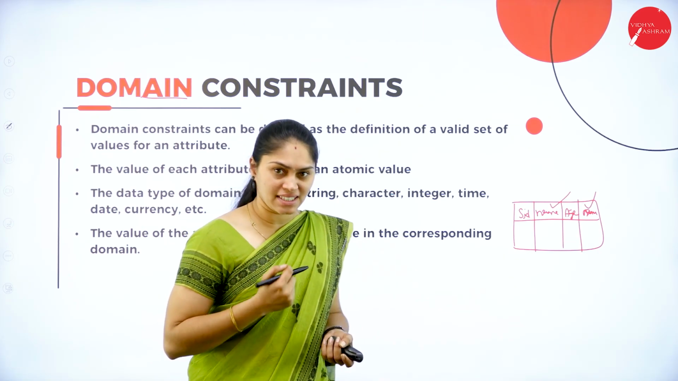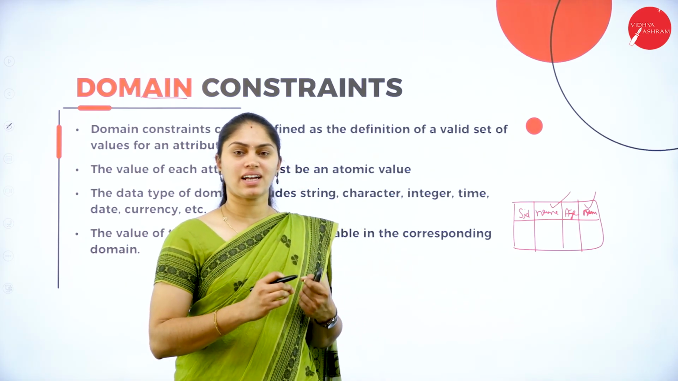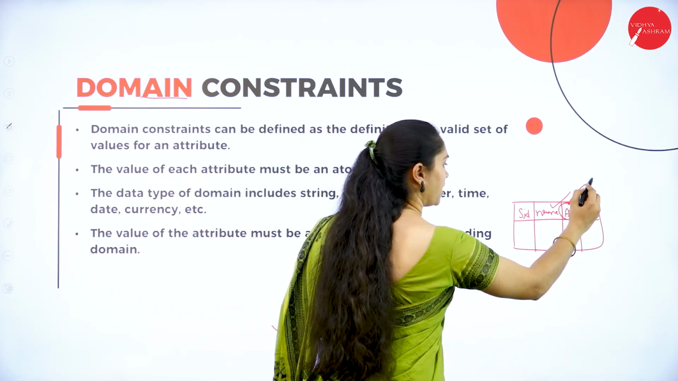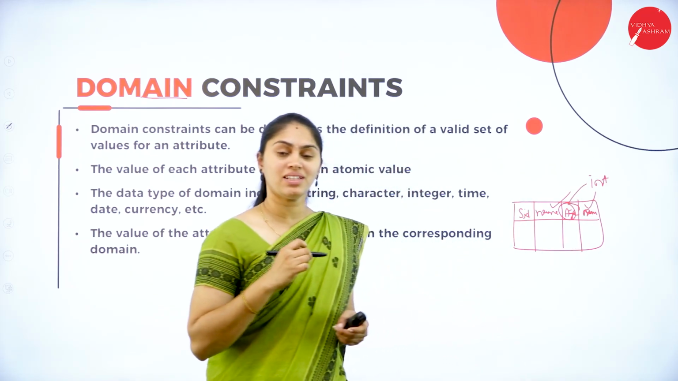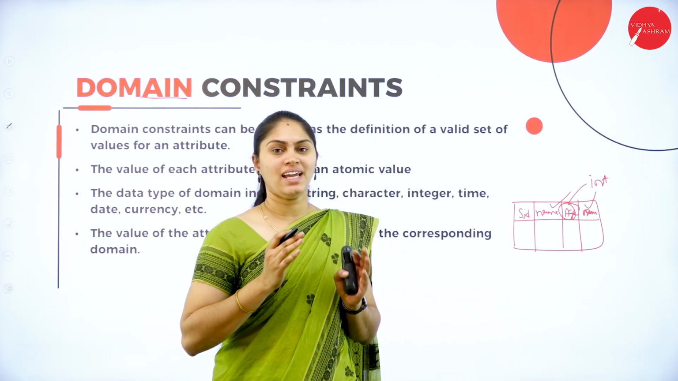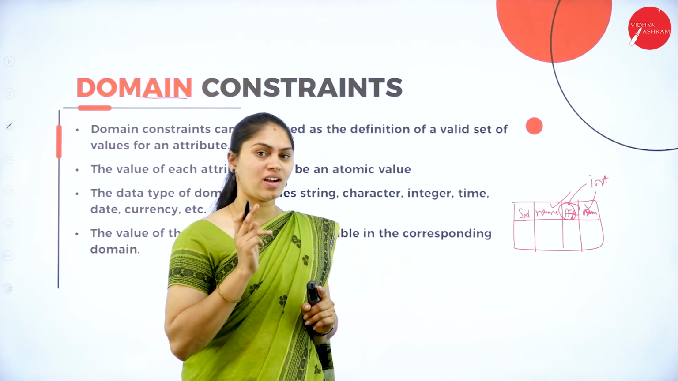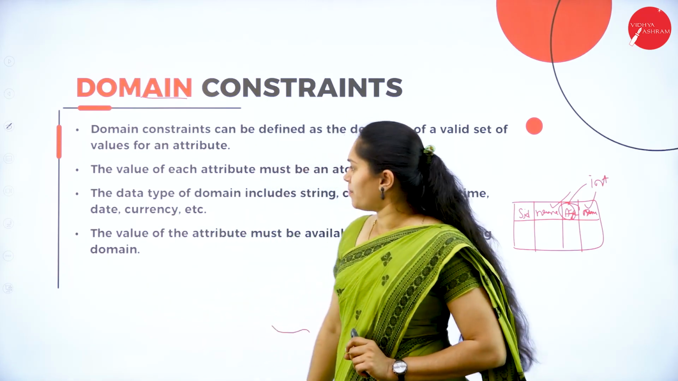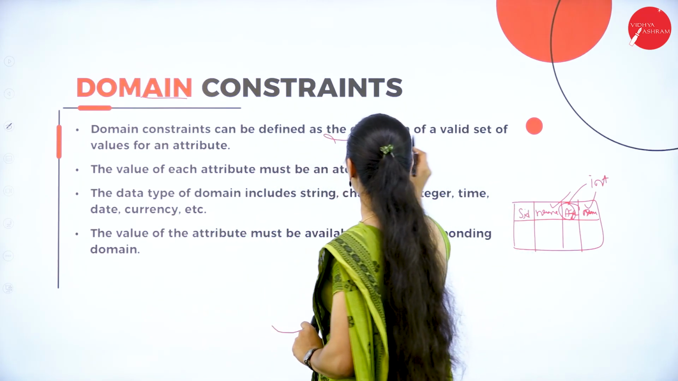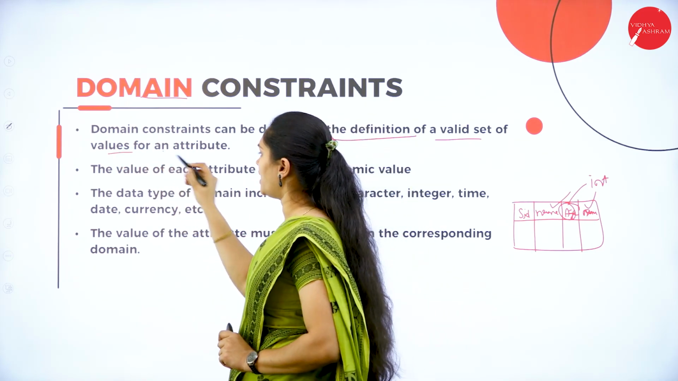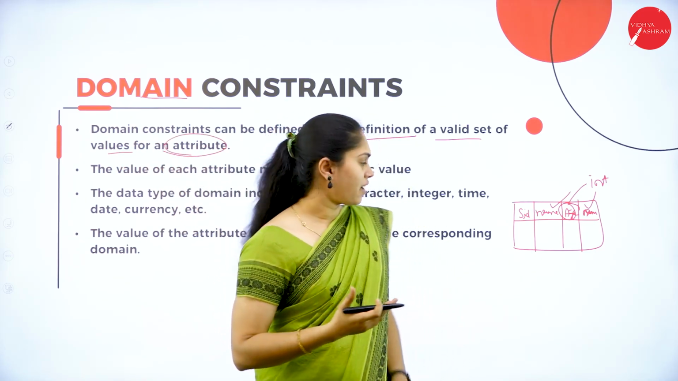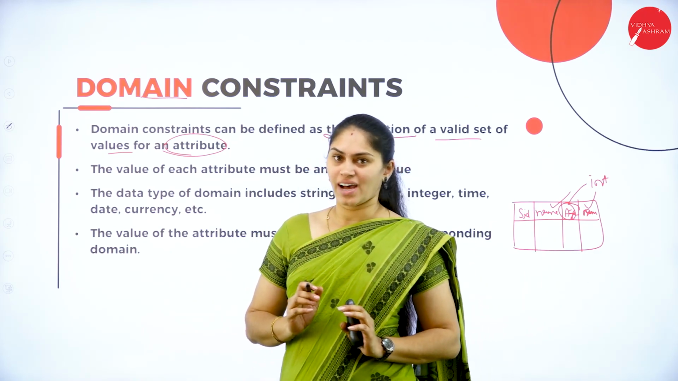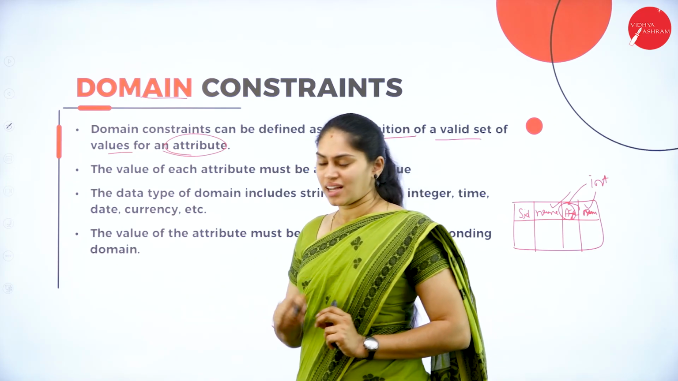And what is the next constraint we can have? We can give the constraint based on the data type. For example, for age, if the data type is integer, then whatever value we give should be only a number or integer. It should not accept any value other than an integer. Then we call that a domain constraint. It can be defined as the definition of a valid set of values for an attribute. Whatever value we give to an attribute should be a valid set of values. Then we can say that is a domain constraint.